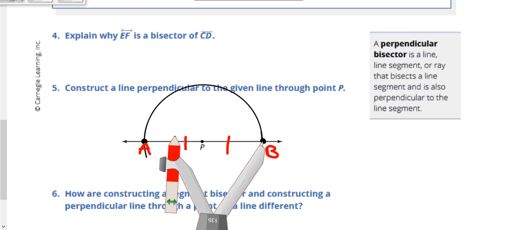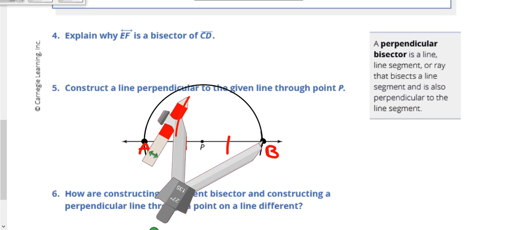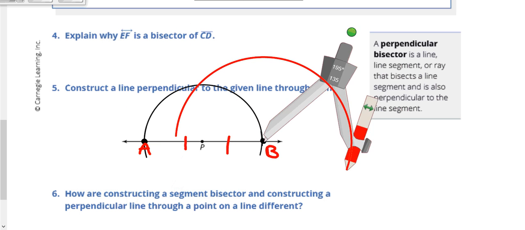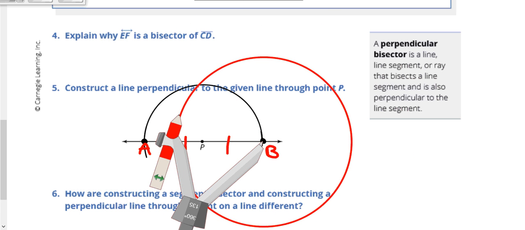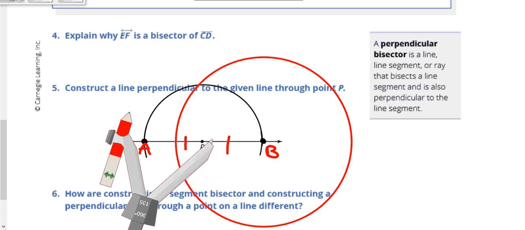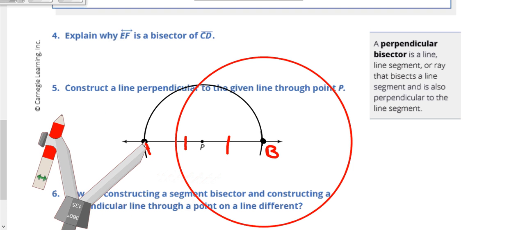So what I'm going to do is I'm now going to construct my compass. Pointy end is on point B in this case, and my pencil end is past point P. All right. I'm now going to construct a circle all the way around point B. And then I'm going to pick my compass up again, put it on point A, and I am going to construct a circle.